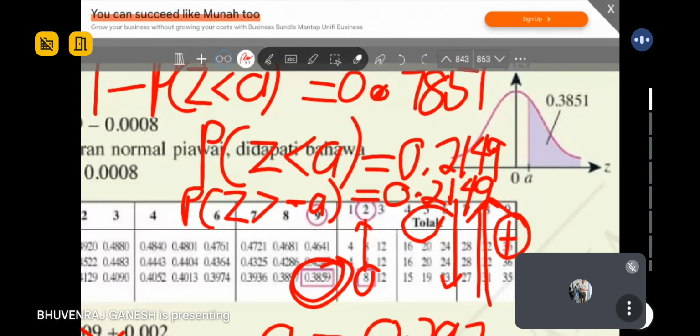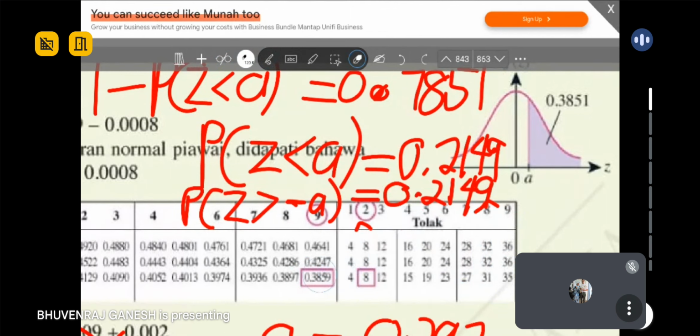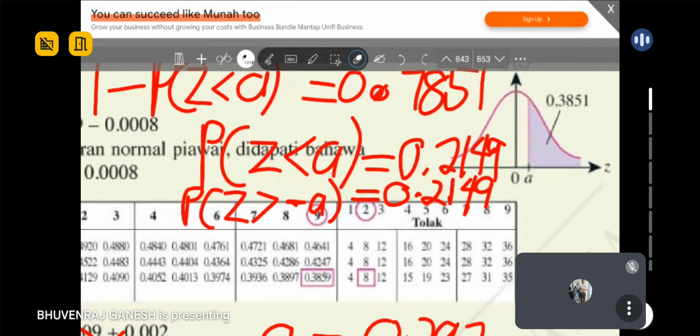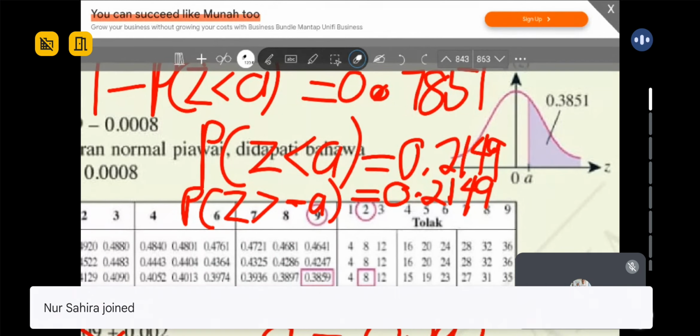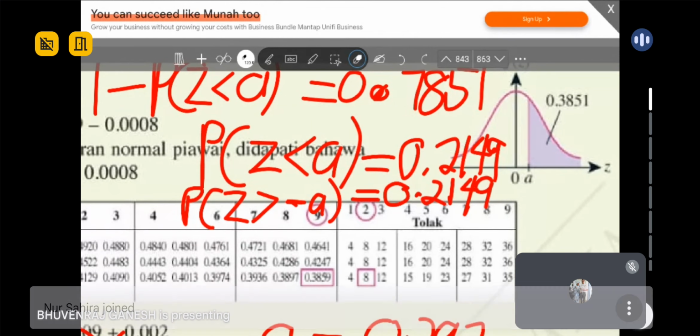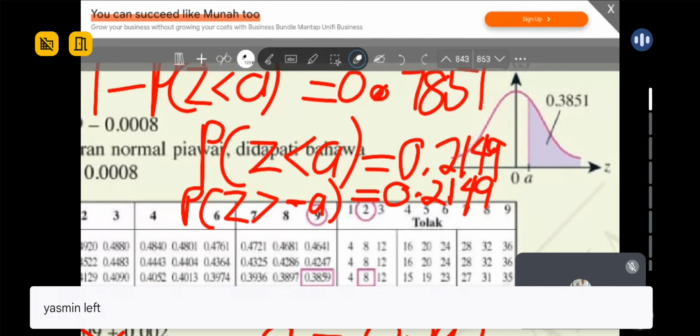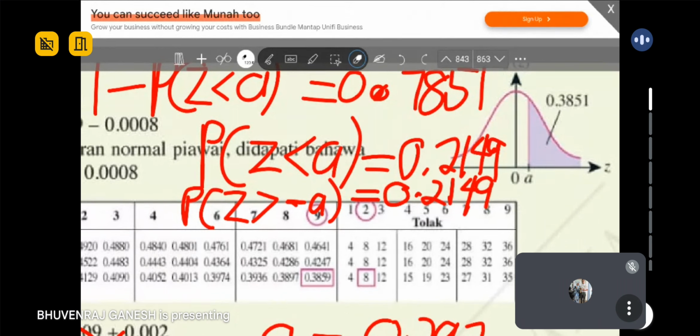No, it is this one. Probability Z greater than negative A equal to 0.2149. Can you see? This is the equation. Don't confuse. Probability can never be negative, guys. You cannot put a negative 0.2149 on the right hand side. It doesn't make sense. It must always be a positive value on the right hand side. Only the left hand side can be negative.